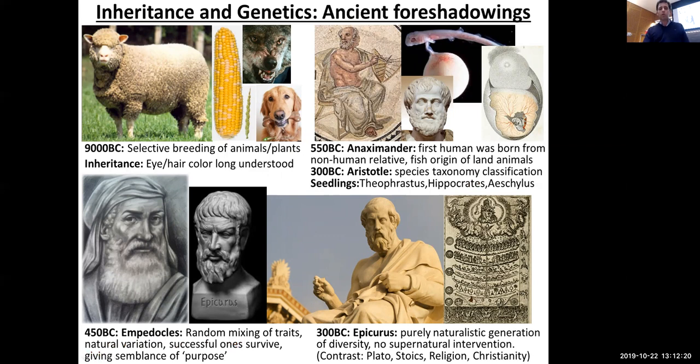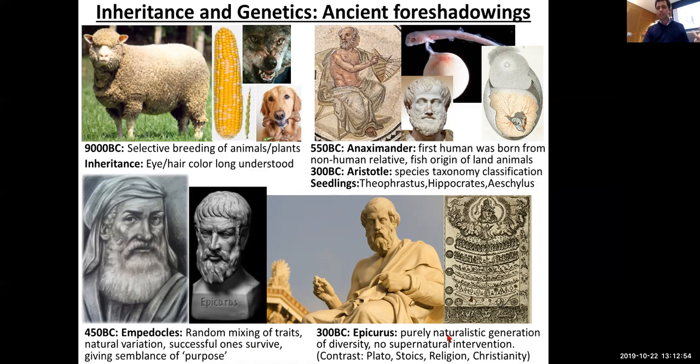and natural variation would be leading to the successful survival of the fittest, effectively, which would be misinterpreted, he reasoned, as purpose. And this is way ahead of his time because Darwin wouldn't come for another 2,000 years to basically postulate that what we perceive as purpose and adaptation in a very Lamarckian kind of way is in fact just due to random mixing of alleles and selection of the fittest ones.